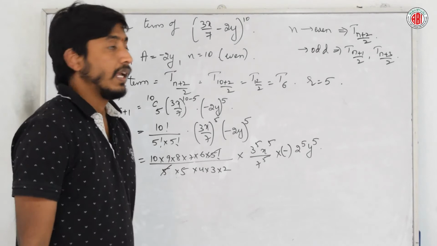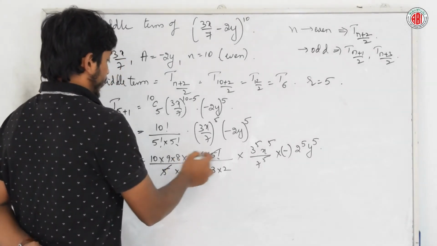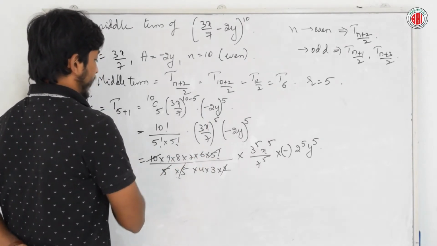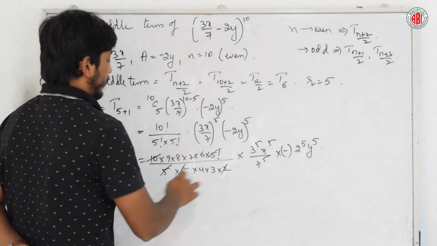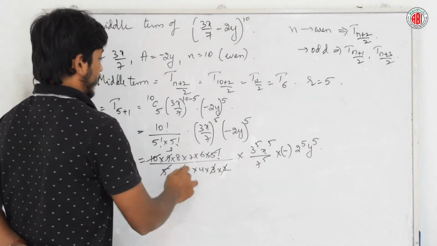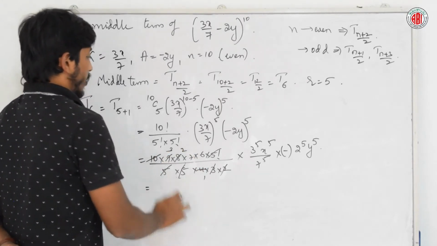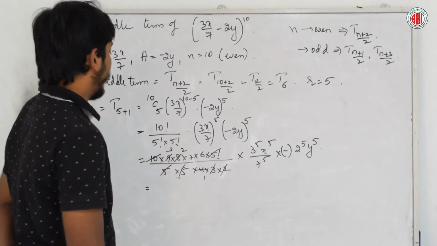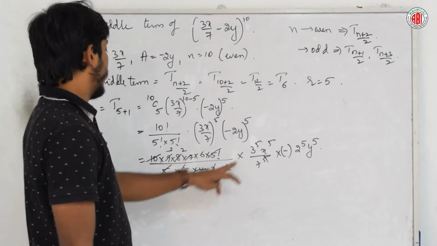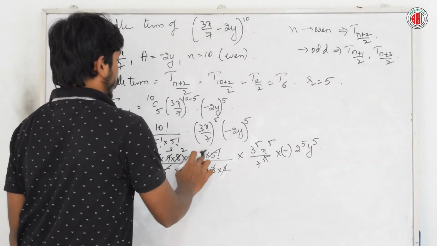Then check if something can be cancelled here. 5 factorial got cancelled, 5 ones are 5, 5 twos are 10. Done. And here 3 ones are 3, 3 threes are 9. Next 4 ones are 4, 4 twos are 8. So what is left now? We can cancel this 1 7 and 1 7 here. We will be left with 3 power, let me write this 6 as 3 into 2.